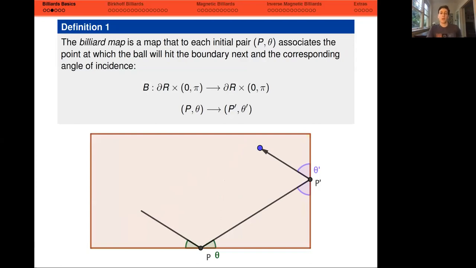So when we want to talk about a billiard map, this billiard map is going to be a map that sends every point P and its angle theta that it makes with the wall to the corresponding point P prime and theta prime, the point of the next collision, and the angle of reflection of that next collision point. We can define it as being a map from the annulus, the boundary of this rectangle R across 0 to pi, to itself.